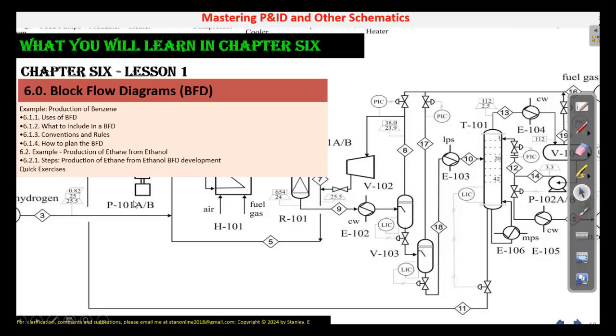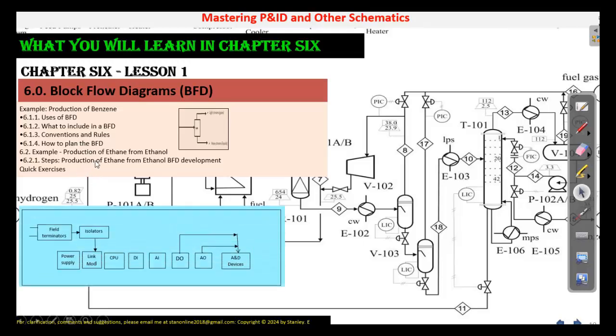Example, production of benzene. Users of PFD. What to include in a PFD. Conventions and rules. How to plan a PFD. Example, production of ethyl from ethanol. Steps, production of ethyl from ethanol, PFD development. And of course, some quick exercises.